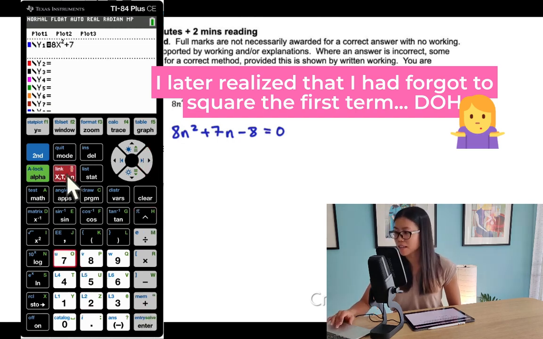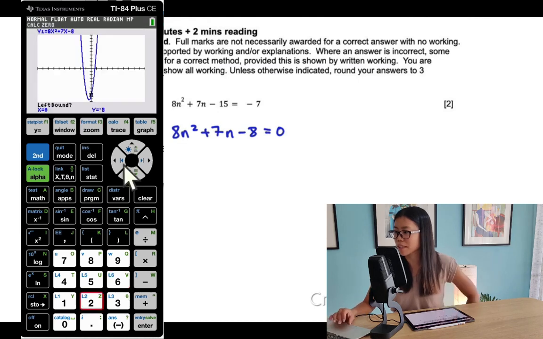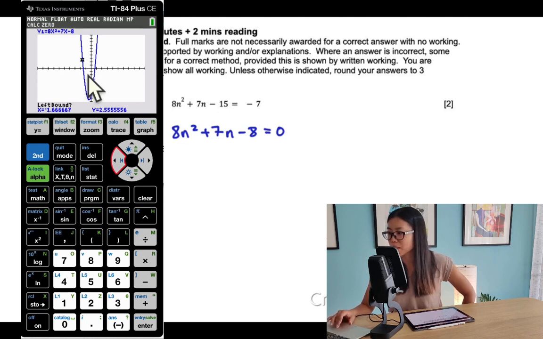Try it again. Okay, so I'm going to enter my quadratic equation in the y equals menu, and let's graph our parabola. We're going to click second trace to go to the calculate menu, and we're looking for the zeros of the function.